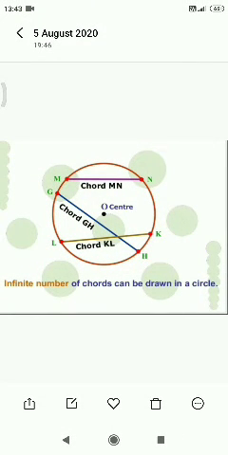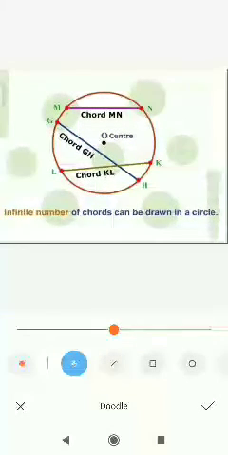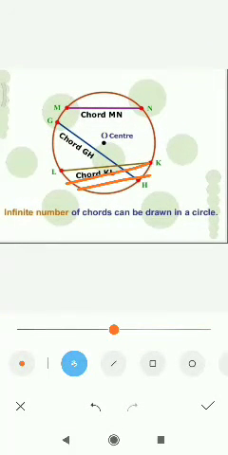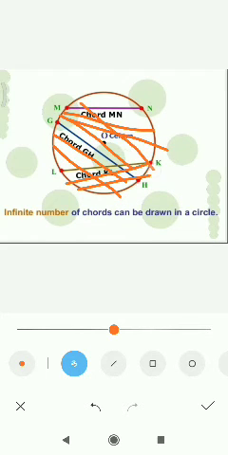Infinite number of chords can be drawn in a circle. Here there are so many chords. Here there are so many chords. Here also there are too many chords in the same way. And diameter is also one among them. You can draw infinite number of chords on a circle.